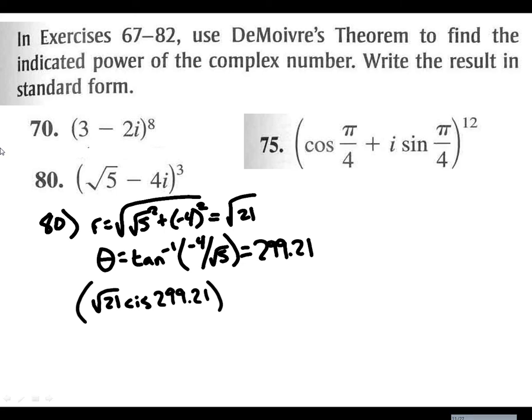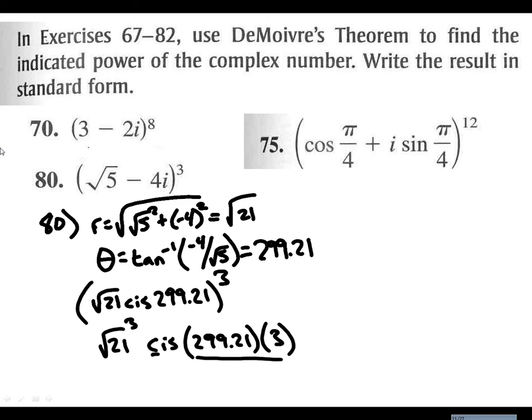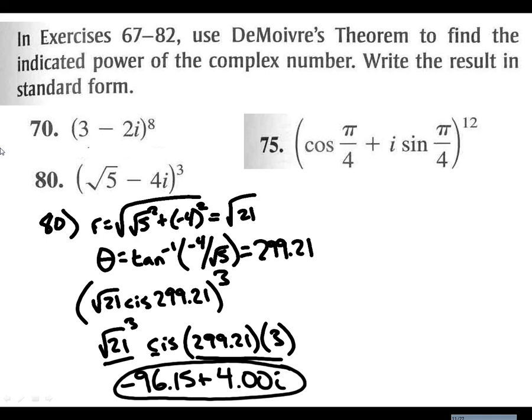And this whole thing is being raised to the third power. So we'll have rad 21 to the third CIS of 299.21 times 3. And if we do the cosine of this angle and we times it by rad 21 to the third, we're going to end up with negative 96.15 plus, if we do the sine and multiply it out, 4.00i would be the standard form final answer.